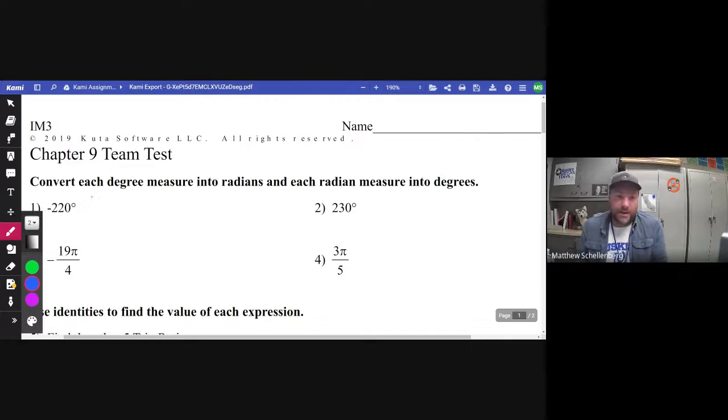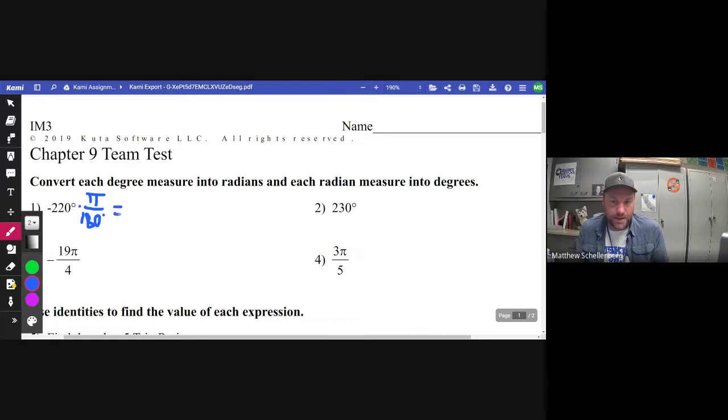Okay, so I'm not going to do all of these, but let's just do maybe one radian and one degree. So if I want to convert this negative 220 degrees into a radian, for example, all I have to do is multiply by pi over 180 degrees. Unfortunately, this one is not on the unit circle. It's not a classic angle. So in this case, I really have to multiply by pi over 180.